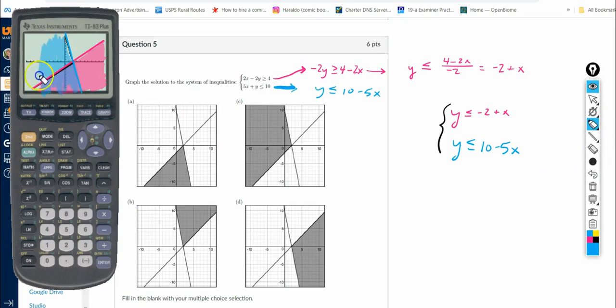And now our solution is going to be the overlap. In this case, the purple region. And you can see that the purple region is that one. And so my answer to this is going to be A.